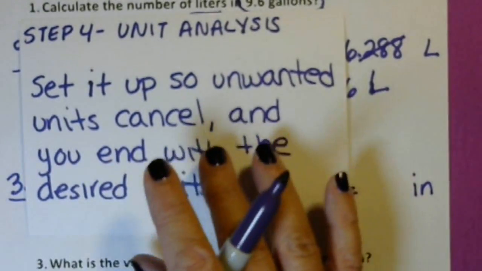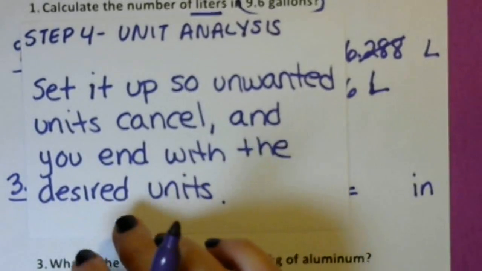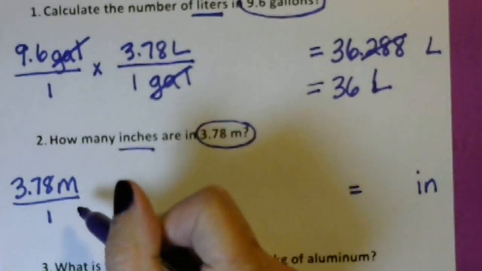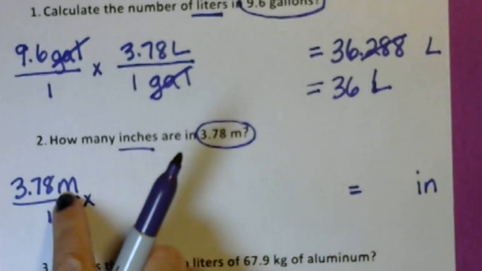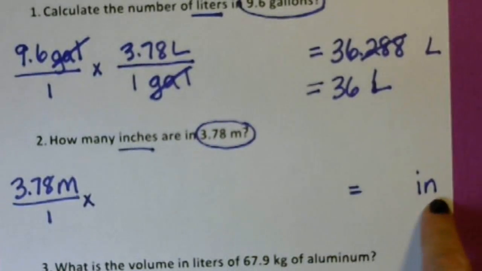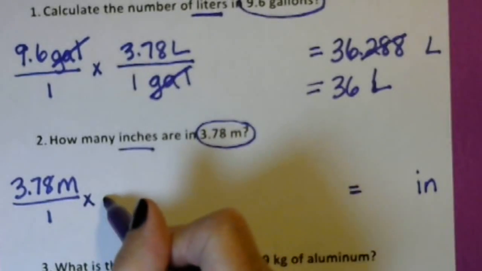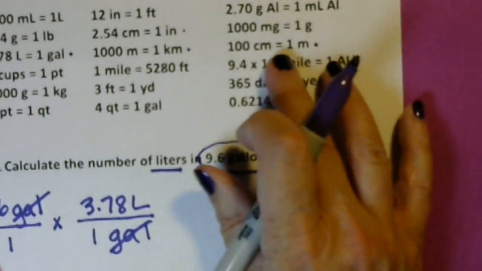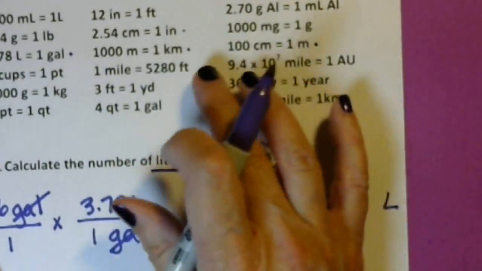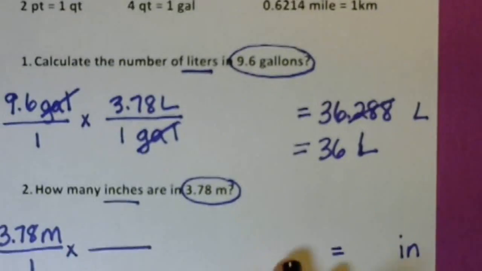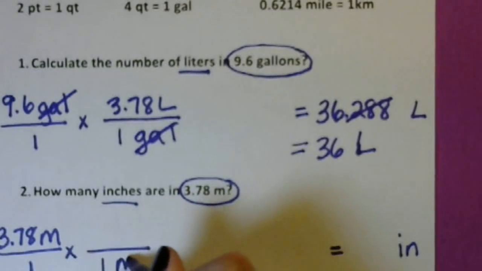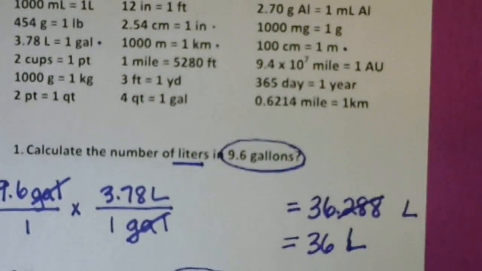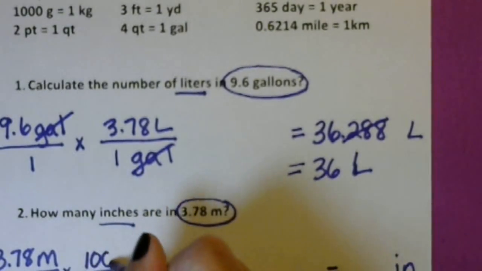So we're going to set it up so that the unwanted units cancel and we end with the desired units. We're going to do one unit at a time. The first unit that's undesired is meters, and we're going to end up with inches. So I need a fraction that involves meters, and we decided this would be more helpful than this. So meters has to go on the bottom. I have 1 meter, and then I have 100 centimeters, and that's going to go on the top.